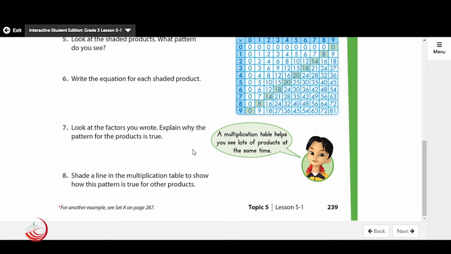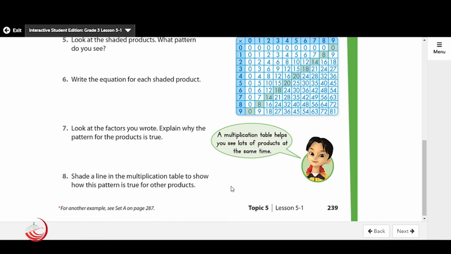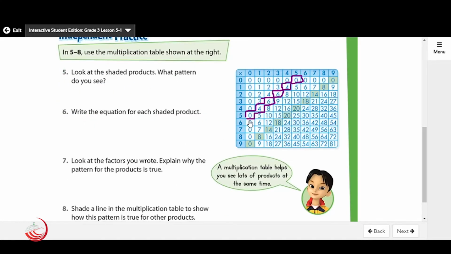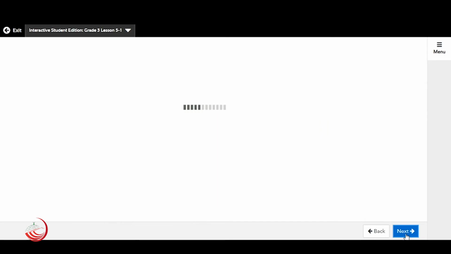Okay, now I want you to practice by yourself. Shade the line in the multiplication table to show how this pattern is true for other products. The products are repeating. They are appearing twice too. 0, 4, 6, then 6, 4, 0. Very good. Now let's move to the next page.